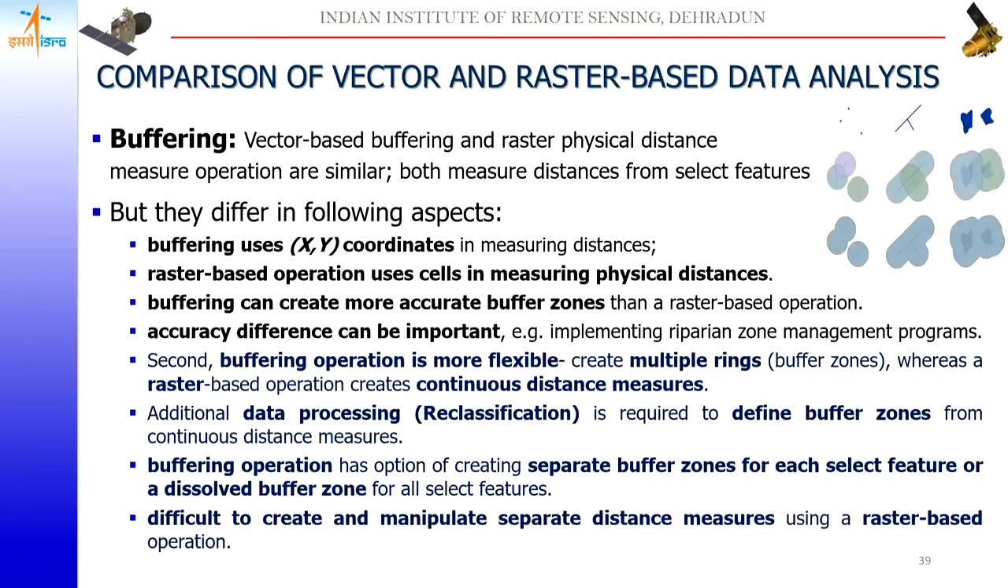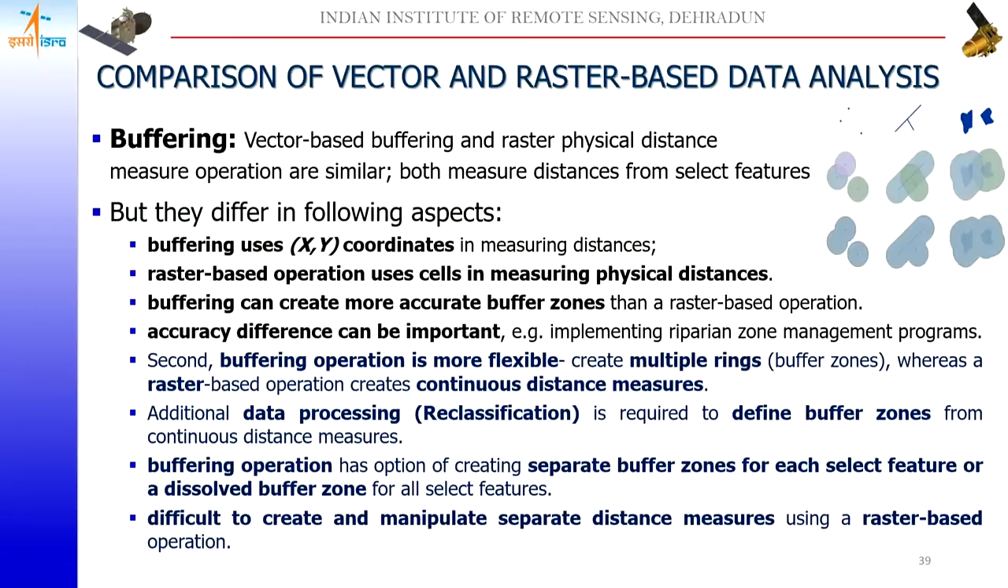Whereas in raster what we get is a continuous distance raster. We don't have those kinds of multiple distance measurements, it's not possible in the raster domain. What we do in the raster is a reclassification based on our suitability, but we can't define, let's say, different buffer zones based on the continuous raster.